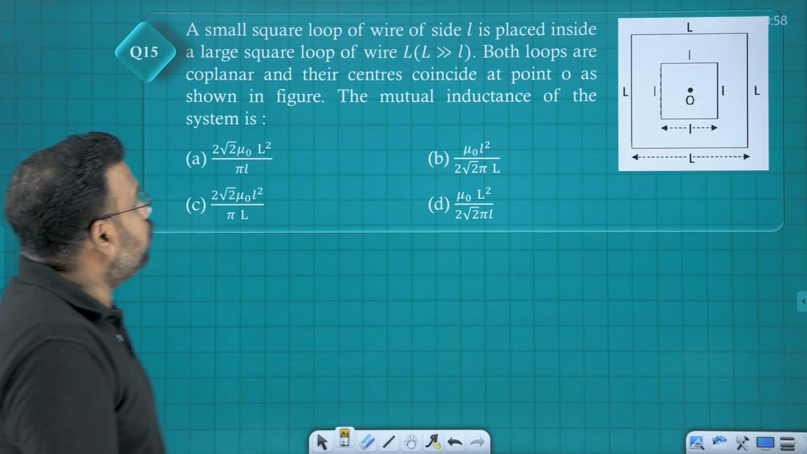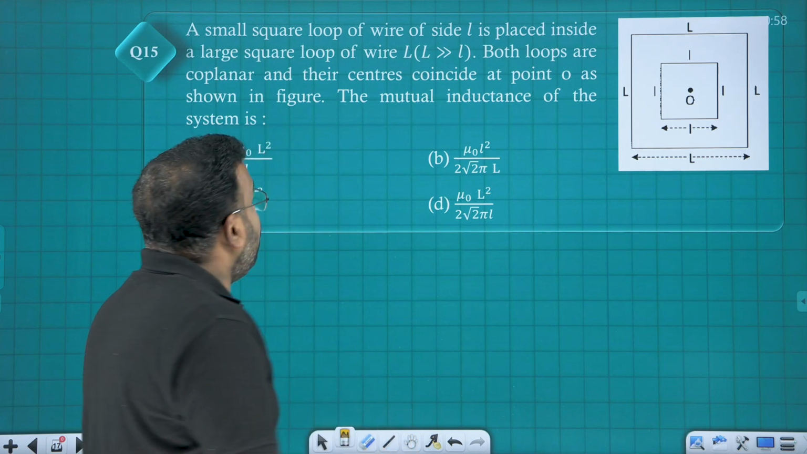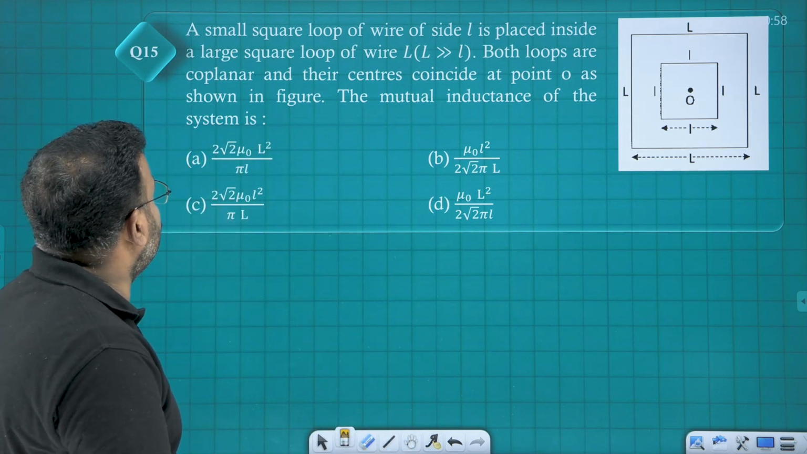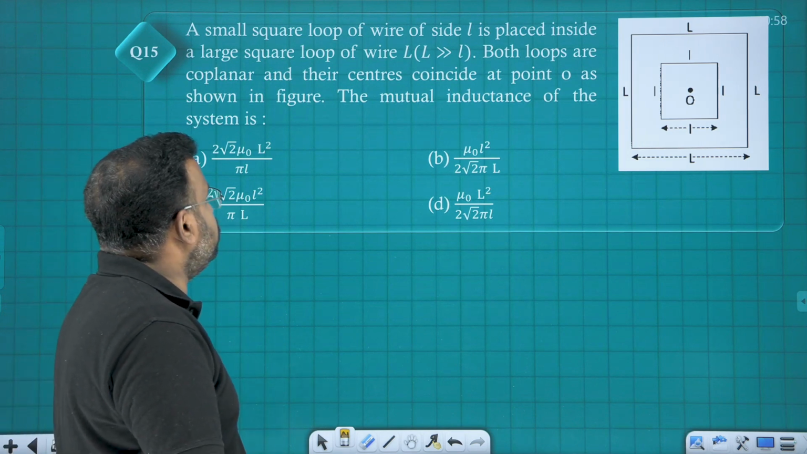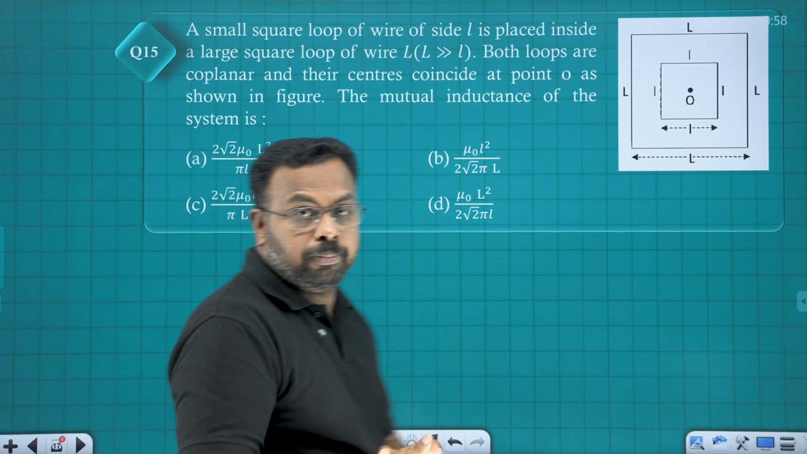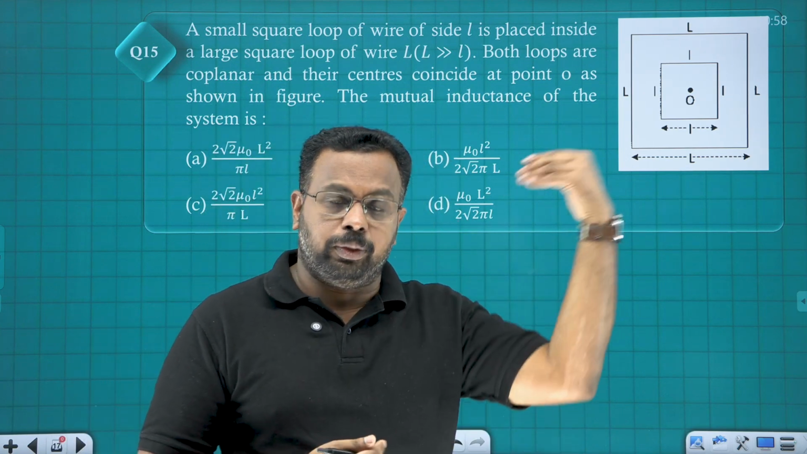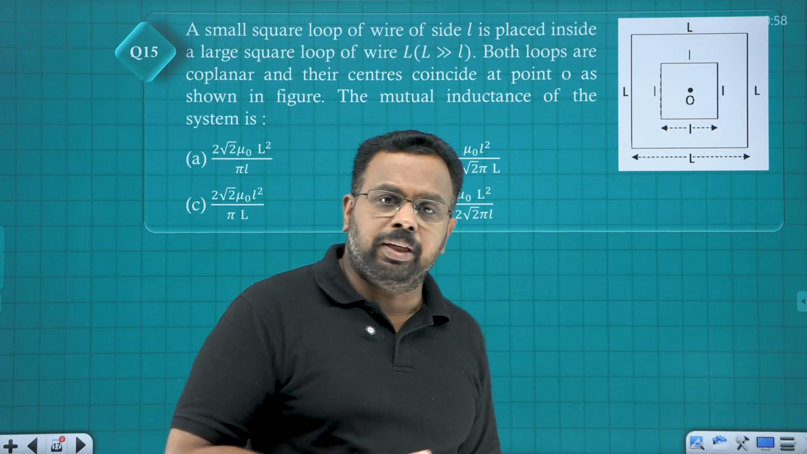A small square loop of wire of side l is placed inside a large square loop of wire L. L is very much greater than small l. Both loops are coplanar and their centers coincide at a point O as shown in the figure. The mutual inductance of the system is? You know how to find the mutual inductance in these kinds of questions. First we need to take the current in the outer loop, find the field at the center. Using the flux formula we can find the mutual inductance.